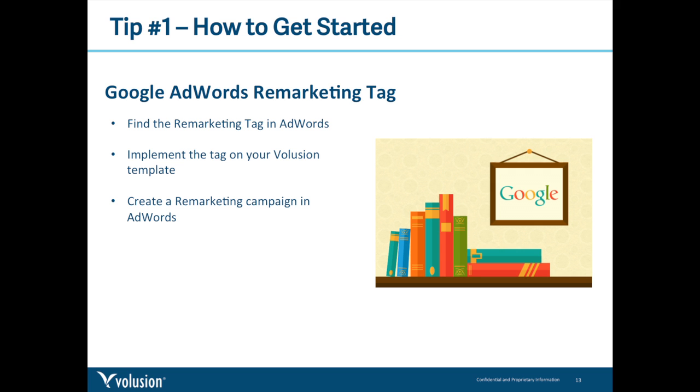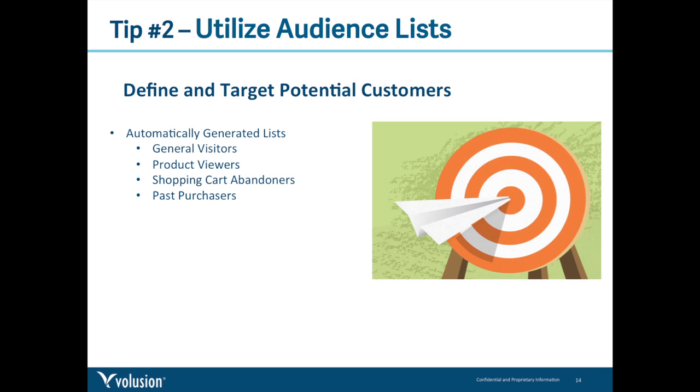Which brings us to tip number 2, utilizing audience lists. So with remarketing, automatically generated lists can be great to use as a starting point. And you can see that you already have some great options here through the automatic lists, such as breaking your audiences into general site visitors, product page viewers, shopping cart abandoners, and then also past purchasers. Now, if these automatically generated lists don't fit your needs, you can actually move to even more custom lists to do other types of advanced targeting.